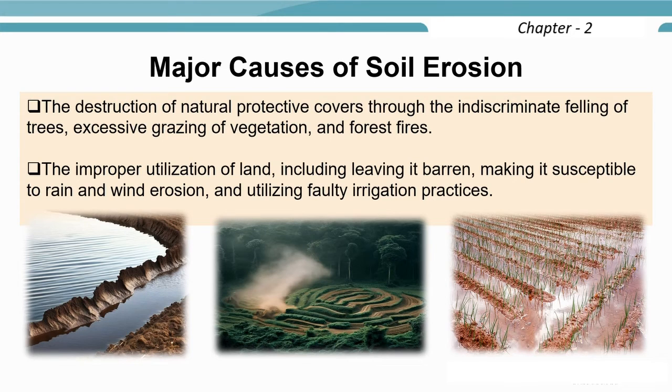Improper utilization of land, including leaving it barren, making it susceptible to rain and wind erosion, and utilizing faulty irrigation practices can also lead to soil erosion. And therefore, the government is promoting micro irrigation methods because it leads to lower surface runoff and it results in lesser soil erosion.